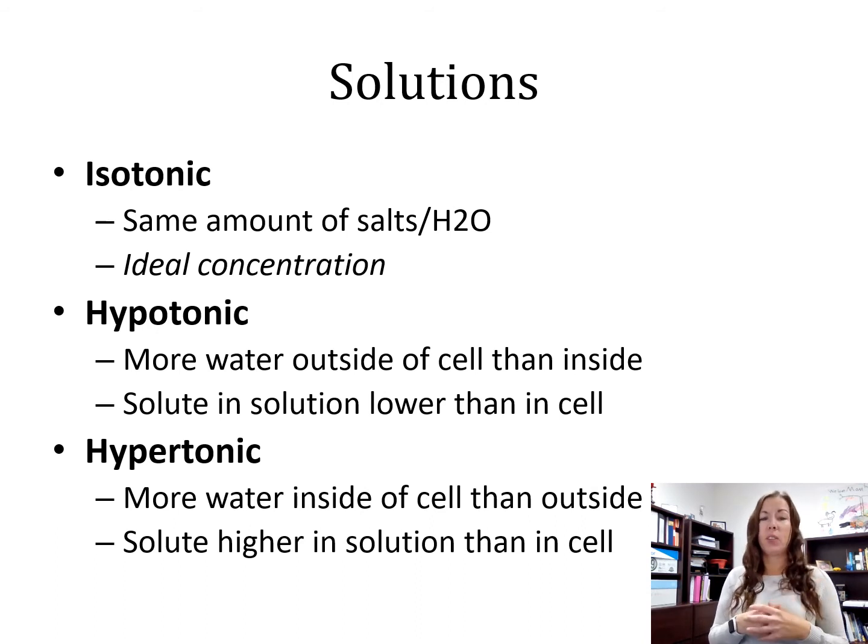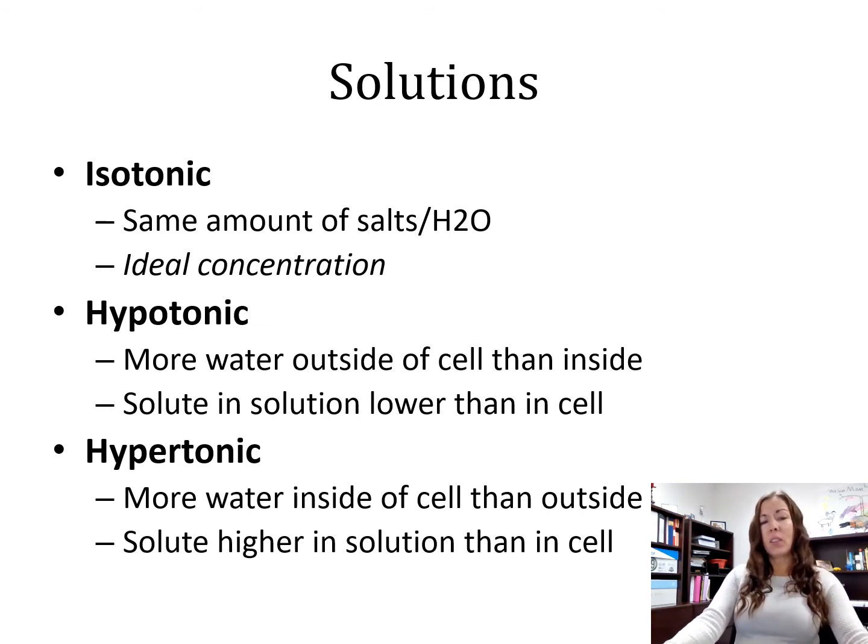With a hypotonic solution, you'll see more water outside of the cell than inside, which means the solute particles in the solution are lower than in the cell. When you see that hypotonic situation, water is going to go from the higher concentration outside of the cell and flow into the cell, which is fine if you're a plant cell and you have a cell wall. But if you're an animal cell and you have only a plasma membrane, that could actually cause your cells to rupture or lyse, if you will.